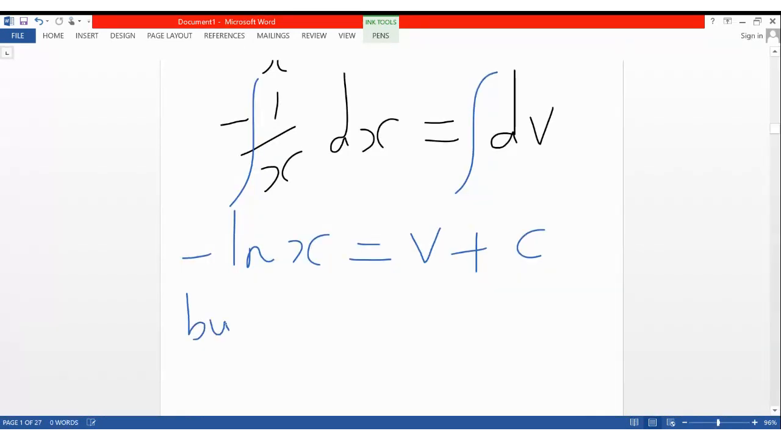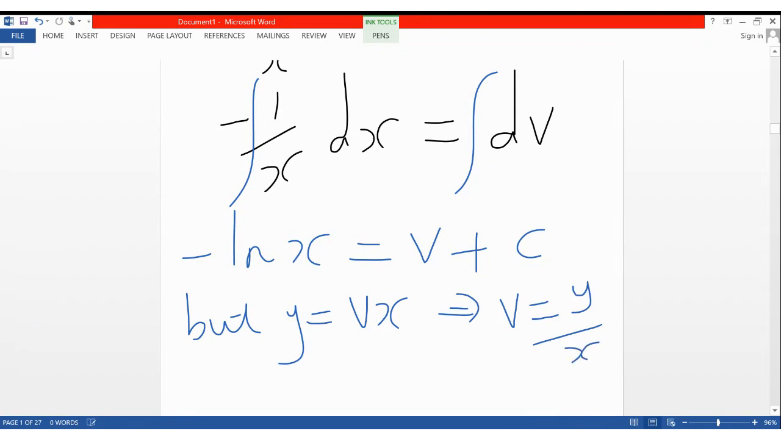y is equal to vx, which means that v is equal to what? y over x. So that will be negative ln x is equal to y all over x plus c. And I'm done with that one. So you must replace back, because in our equation we did not have a v. The v was to assist us to simplify and get the solution.